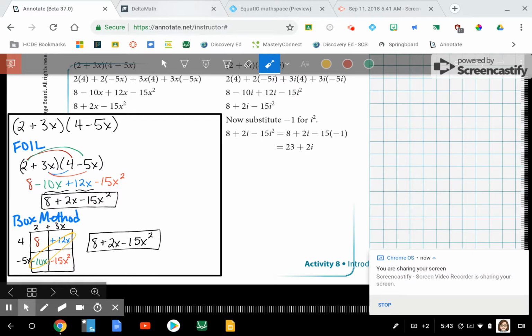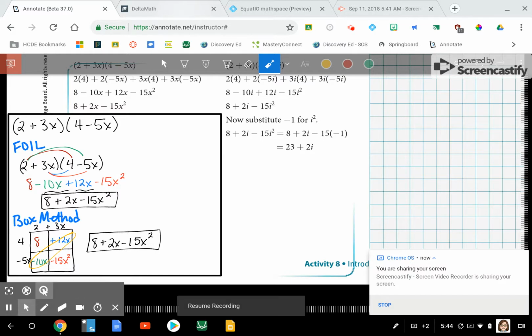Another method that may be easier to see is the box method. So it's 2 plus 3x, and then 4 minus 5x. To do the box method, if you like that method, you basically line up the rows and the columns. So right here, this is 4 times 2. That gives us the 8. 4 times 3x gives us the 12x. -5x times 2, -10x. -5x times 3x, -15x. Again, combine like terms, these both have x's, so we end up getting the same thing. So there's two methods to this. Feel free to use either method when you are using it with an i.